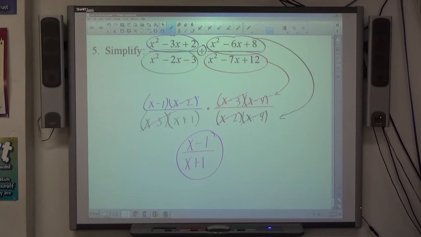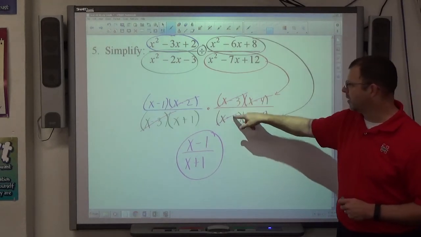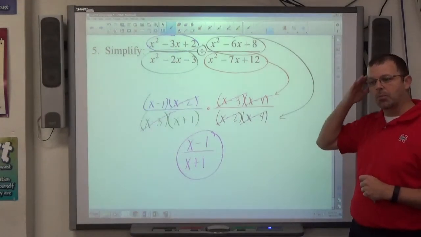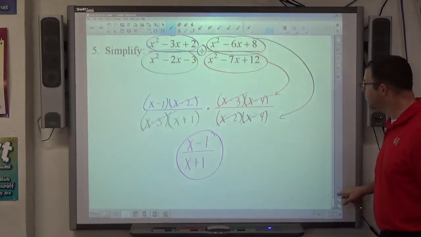If it doesn't, you factored wrong, or maybe you forgot to flip something over. If you didn't flip this over, these will both be on top, these will both be on bottom, then you wouldn't get some cancellation. So make sure you do it all properly, factor everything properly. All that cancellation should happen, leaving you with this nice, friendly answer.